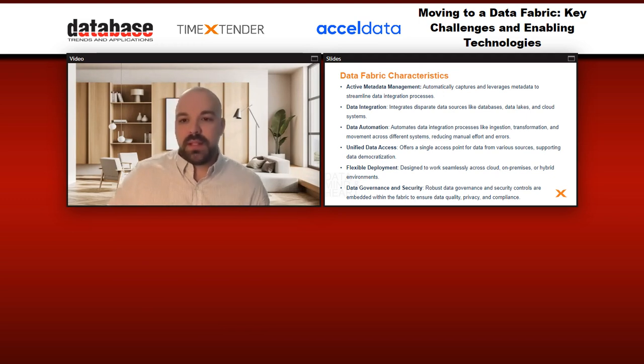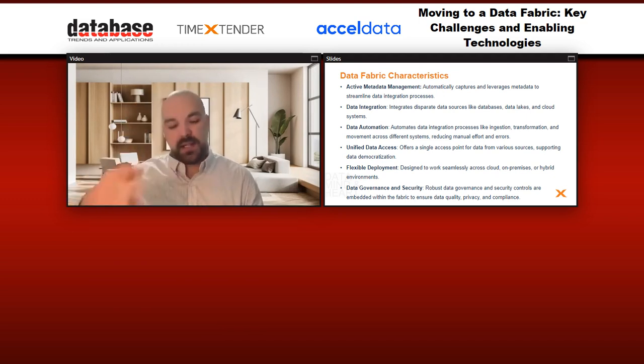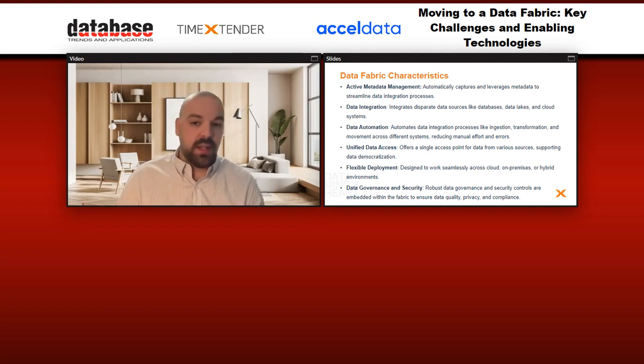Flexible deployment. What this means is basically, again, talking about future-proofing, talking about scalability, making sure that if you want to deploy on premises, if you want to deploy in the cloud, if you want to do multi-cloud, maybe even a hybrid approach, Data Fabric allows you to deploy in any way that you choose. And then data governance and security, of course, making sure that you have controls over the data, that you have processes and policies in place to make sure that only the right people are accessing that data at the right time.